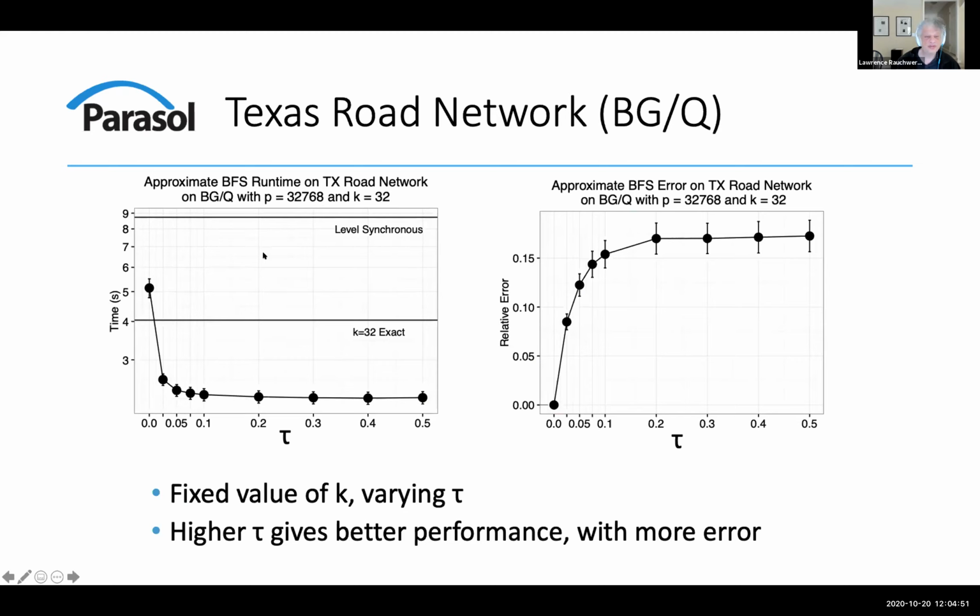This is approximative BFS runtime on the road network on the Blue Gene at the time, BGQ, with 32,000 processors, and K is equal to 32, that means 32 hops. So you can see here that tau is zero, right? So this is exact basically. And as you go down here, then the approximate at some point, at 0.1 or whatever, you kind of reach as much as you're going to, you reduce the execution time as much as you can. And beyond that, it doesn't make much of a difference.